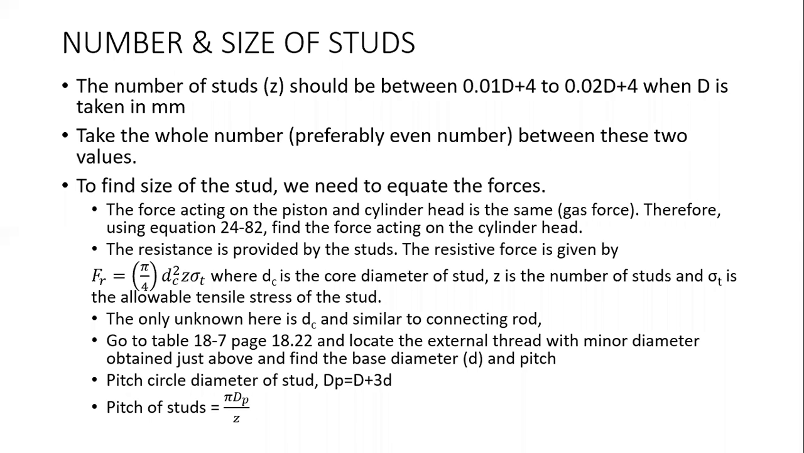And make sure that there is enough thickness available on both sides of the studs to hold it properly. Then we have to find the pitch of the stud, which is found by the equation pi into dp. Pi into dp is the circumference of the pitch circle, divided by the number of studs. That will give you the pitch. So this much you have to do for the design of cylinders.